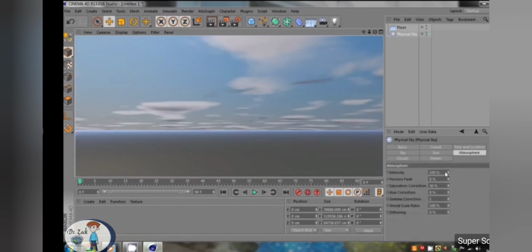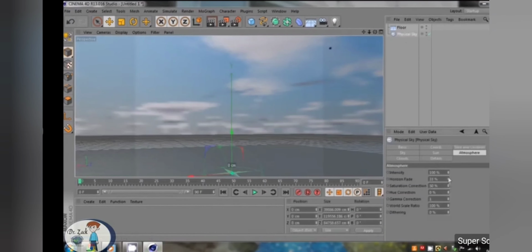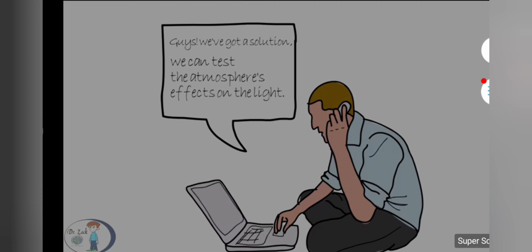So the atmosphere is something that we can't ignore. It's like looking at the sun with your glasses on. The atmosphere. Now, in order to prove this, we had to add the atmosphere to Steve's model. With 3D software, you can model the atmosphere very accurately using refraction settings. We're not talking about drawing it and making it visible. We're talking about drawing the layers with their real effects on sunlight. Once I discovered it, I told my team, "Guys, we've got a solution. We can test the atmosphere's effect on the light."